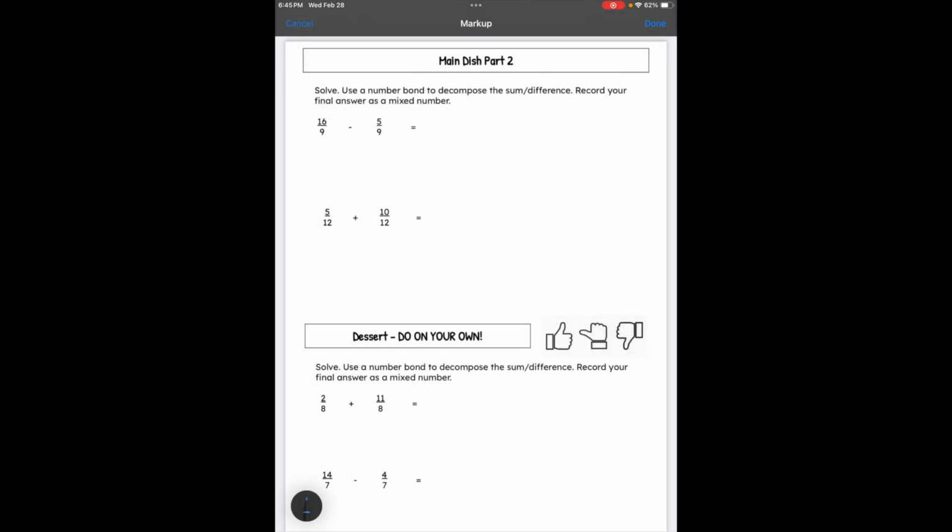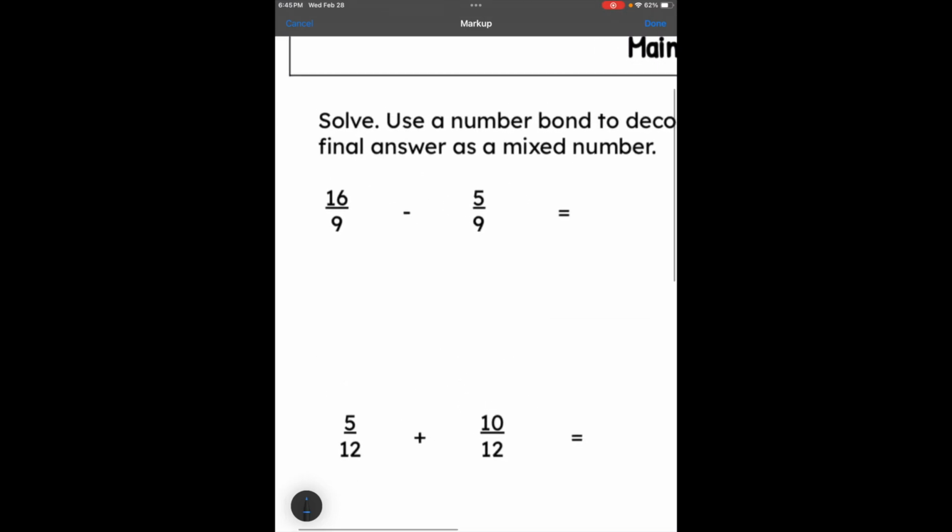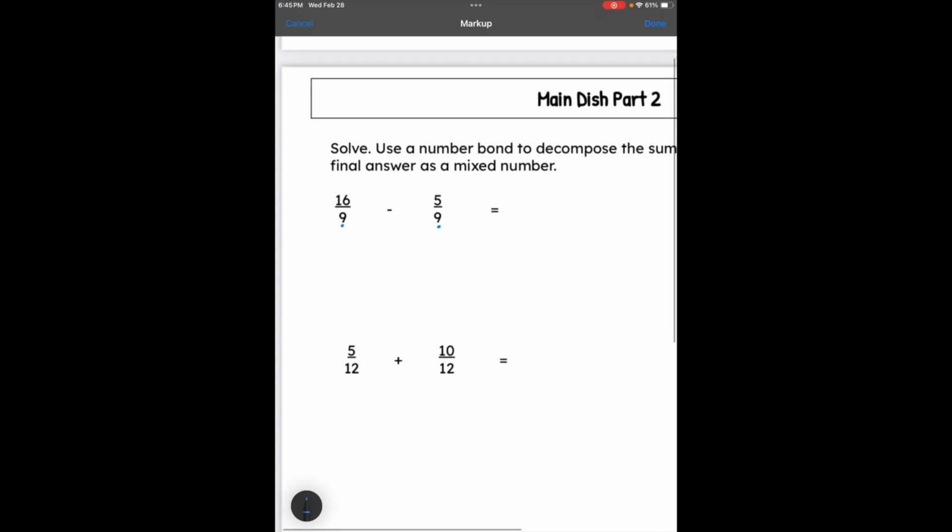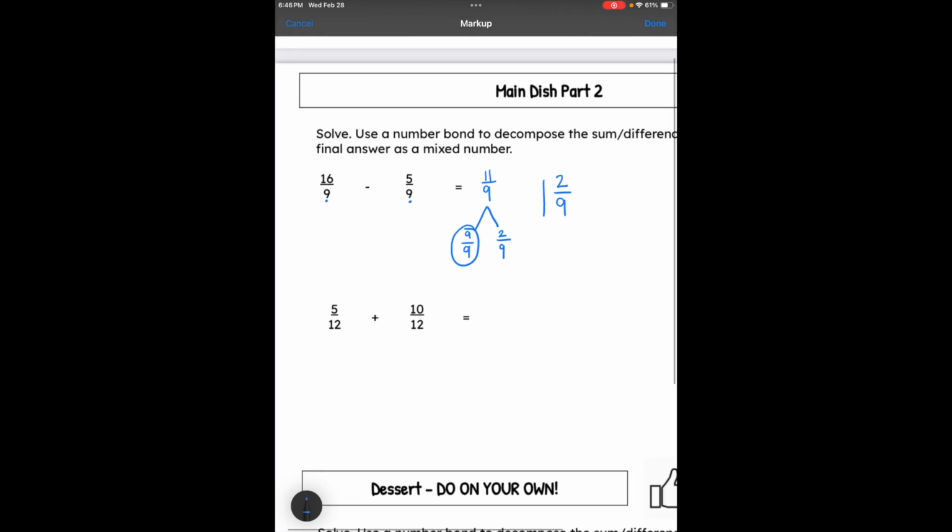This time we're throwing a little bit of subtraction in there as well. It says solve, use a number bond to decompose the sum or difference. Record your final answer as a mixed number. Same thing with subtraction. Our denominators are going to stay the same. We just do the operation with the numerator. So 16 minus 5 is 11. And then when we decompose, we pull out our whole and put the fraction that's left over here. Final answer, 1 and 2/9. Go ahead and do this last one on your own.